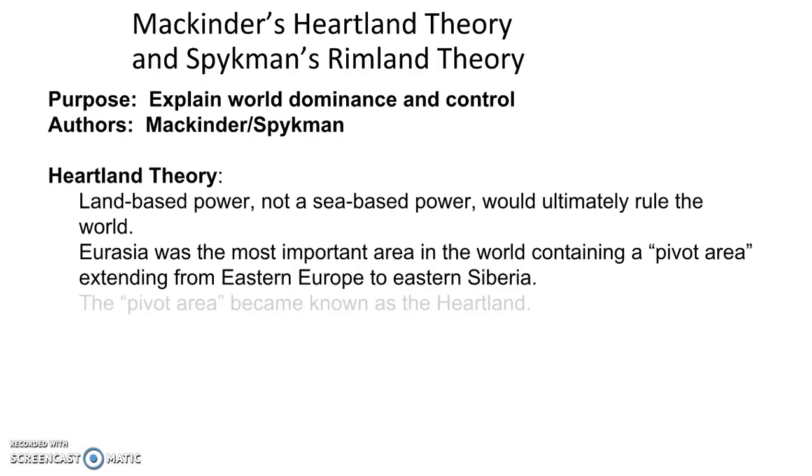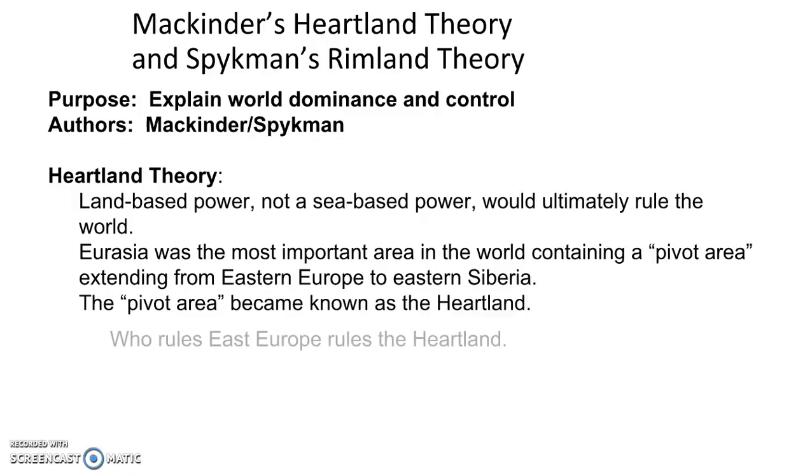So according to the Heartland Theory, Mackinder said that a land-based power, not a sea-based power, would ultimately rule the world. And that Eurasia was the most important area in the world, containing a pivot area extending from Eastern Europe to Eastern Siberia. The pivot area became known as the Heartland.